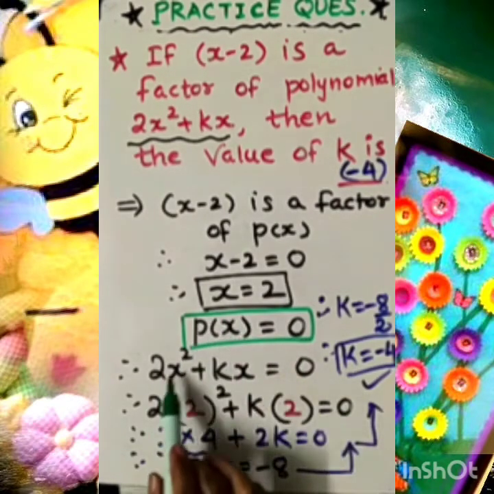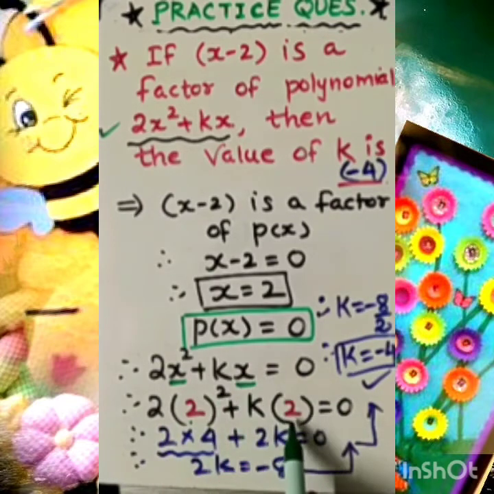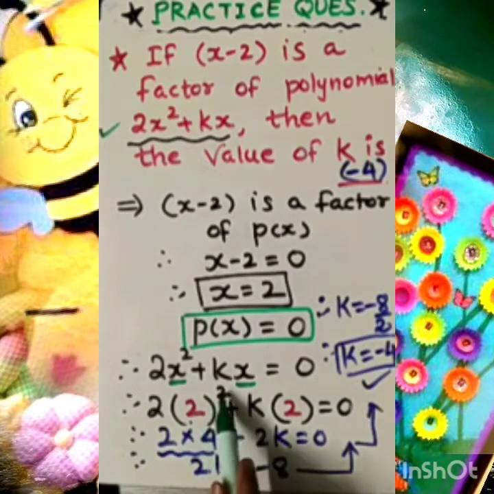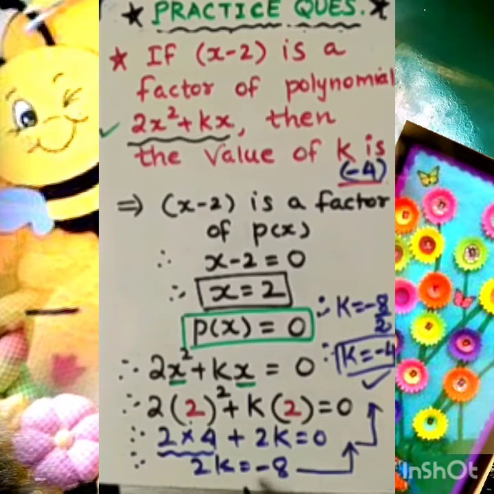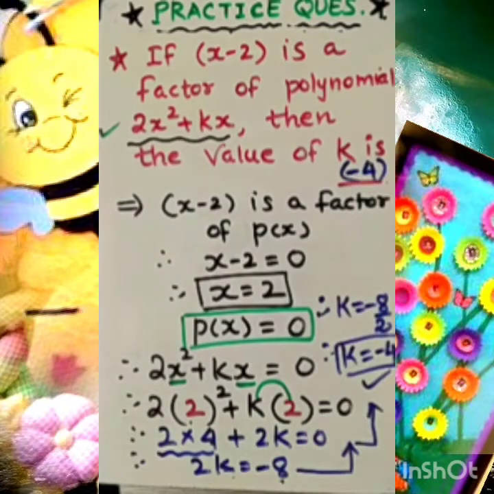And as we know, the polynomial which we are given is 2x square plus kx equal to 0. In place of x, we need to mention 2 here. In place of x, here 2 we will write. 2 square is 4. 2 4s are 8. 8 I am bringing to this side, so it is minus 8. And of course, 2 into k is 2k. 2k equal to minus 8. So k equal to minus 8 divided by 2. So k will be minus 4. So the solution of this is k equal to minus 4.